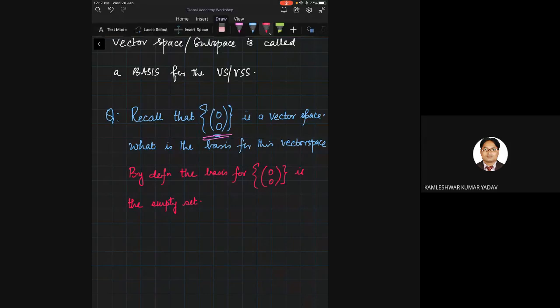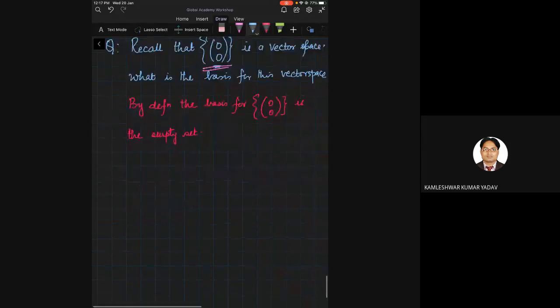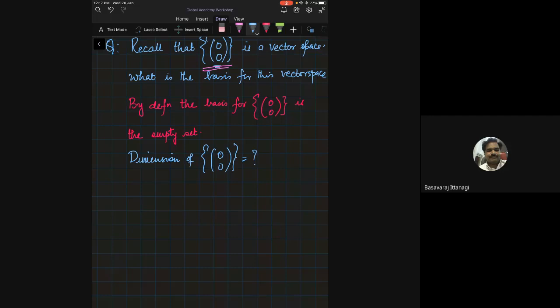But I have a question. What is the question now? I have to look at the dimension of this vector space. So what is the dimension of this vector space? Zero. Why zero? Because it is the empty set. Because the empty set is a linearly independent set, and there is nothing out there. The dimension of the zero vector space is 0.